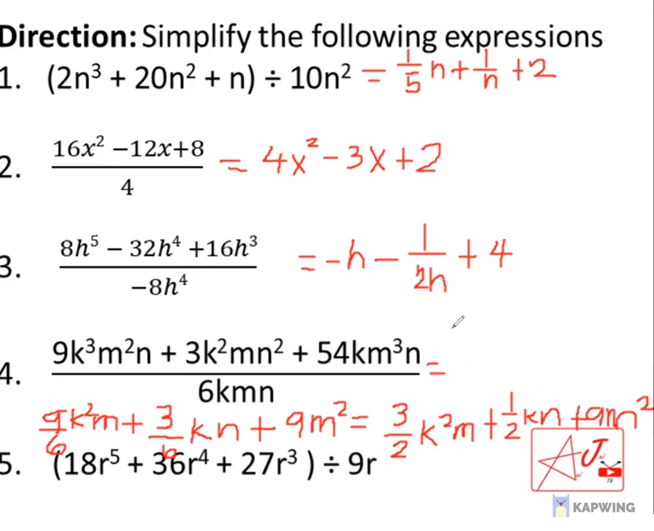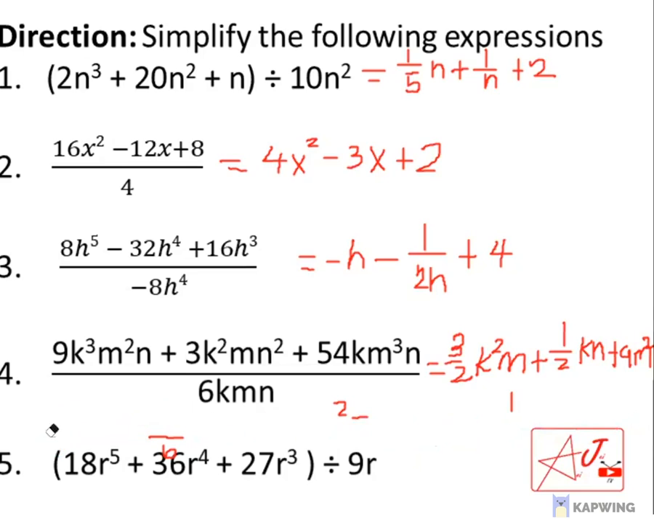I-rewrite lang natin. 3 over 2 k squared m. Unahin na natin yung dalawa ang variable. So, 1/2 kn plus 9m squared. So, yan ang ating final answer sa number 4.